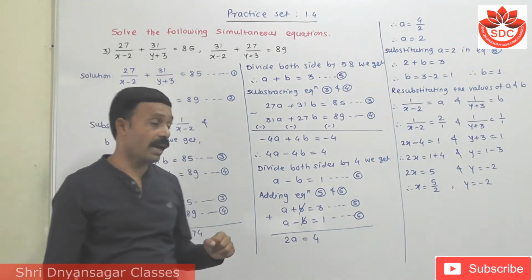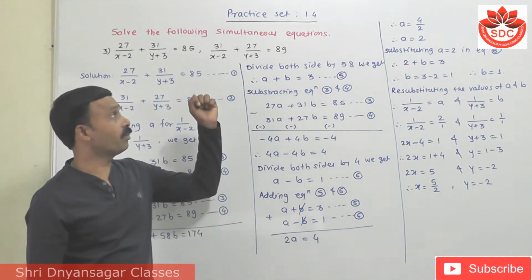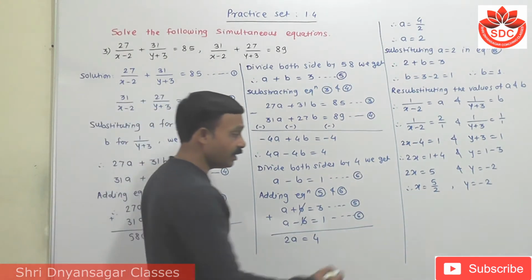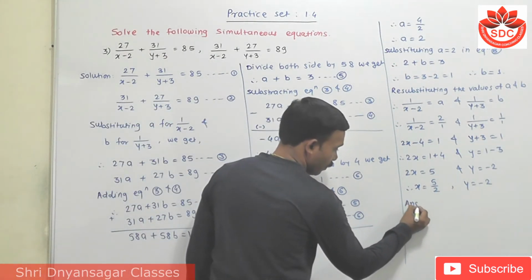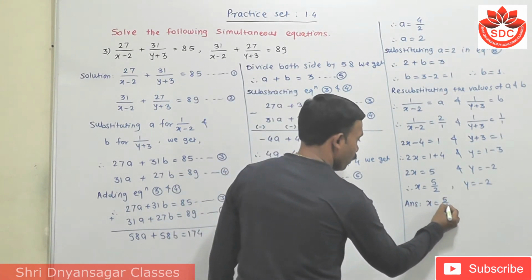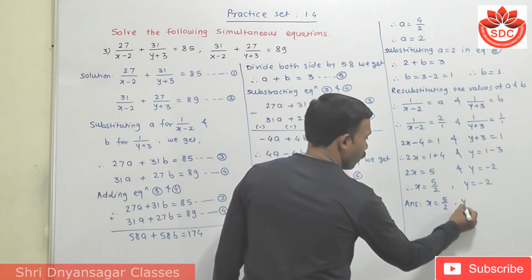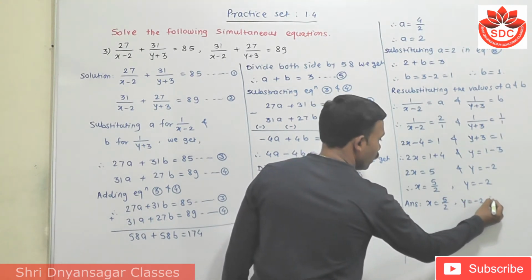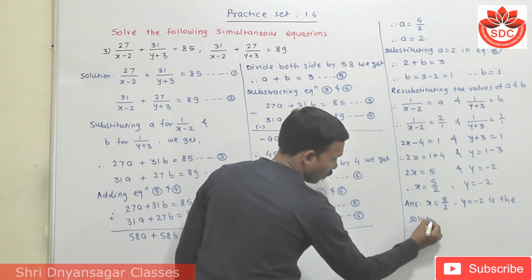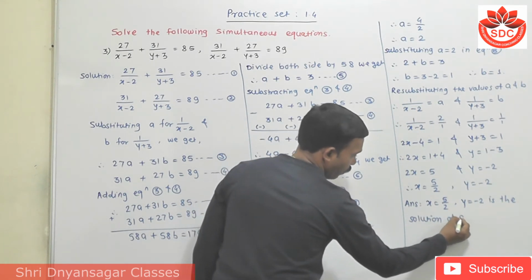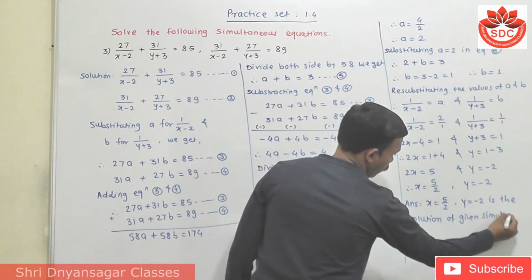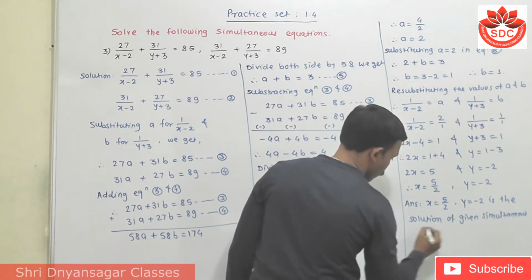Now this is the value of x and y which satisfy this equation, so it is called the solution of the given simultaneous equations. Hence we write the answer in a full sentence. Now answer: x = 5/2, y = -2 is the solution of the given simultaneous equations.